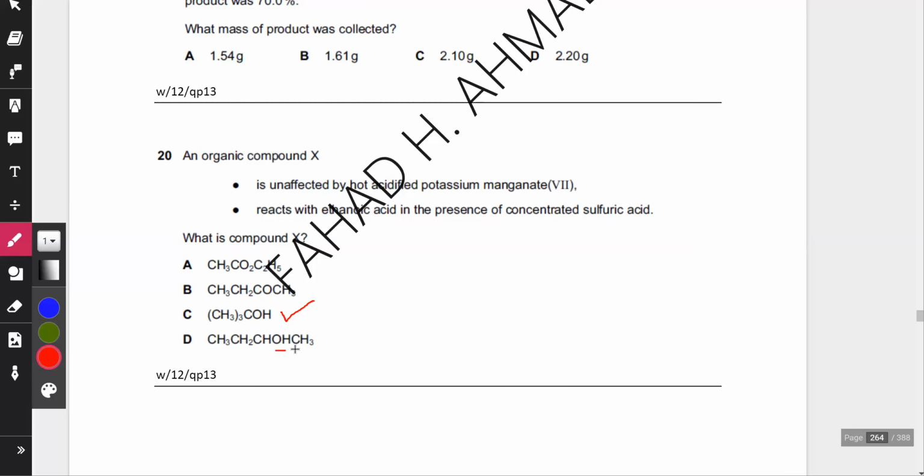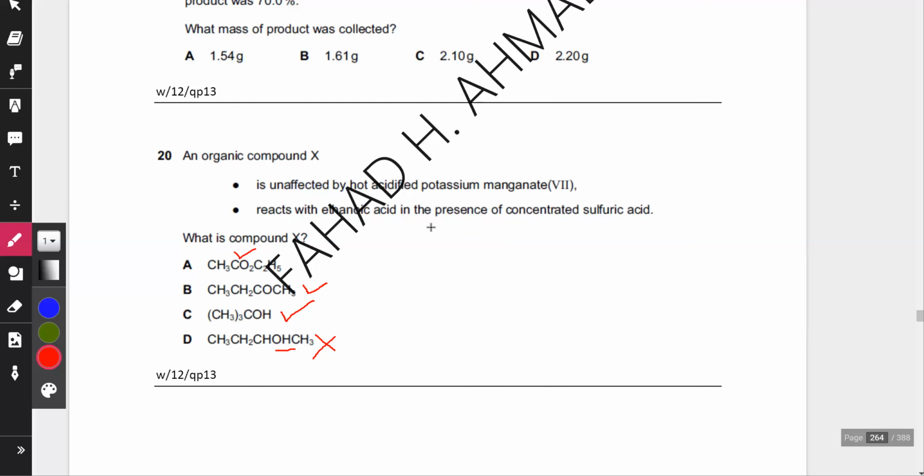This is a secondary alcohol. It's CH and OH. This cannot be the correct option because secondary alcohols do get oxidized. This one is a ketone. There's a CO, so that's a ketone. And the first one is an ester. Esters also don't get oxidized. There's no oxidation reaction. So it could be A, B, and C.